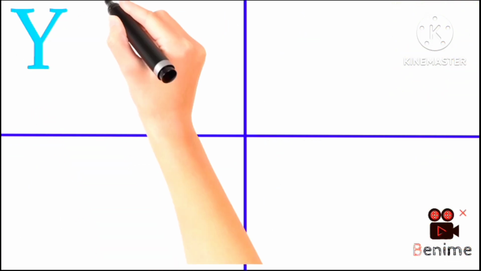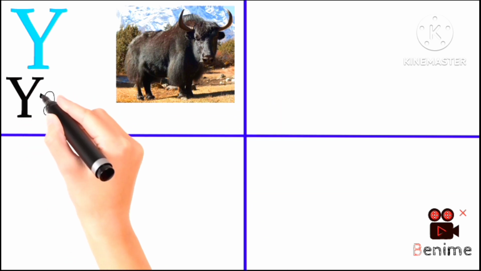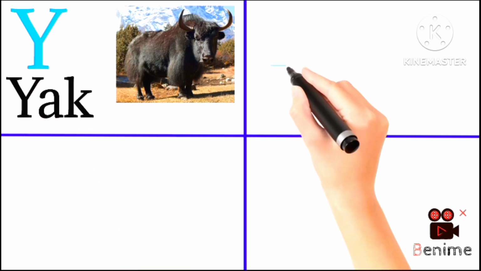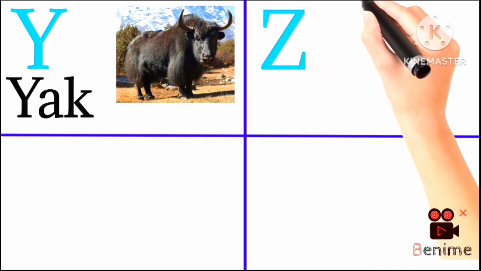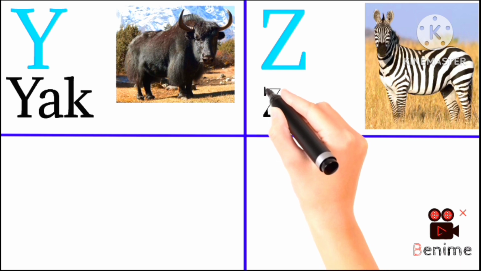Y. Y for yak. Yak means yak. Z for zebra. Zebra means zebra.